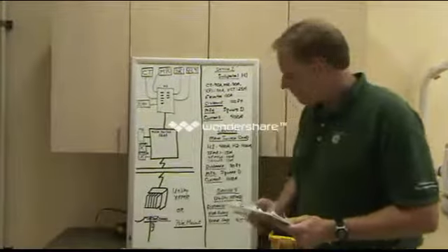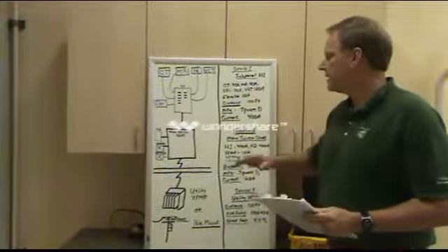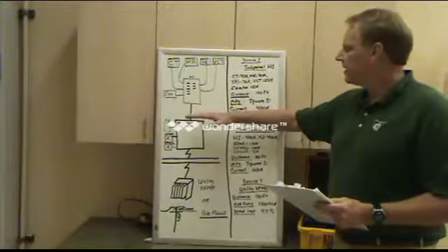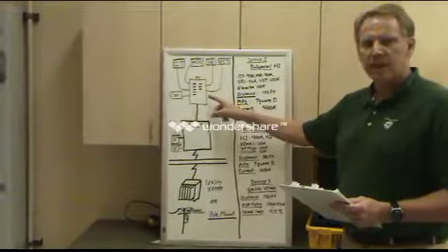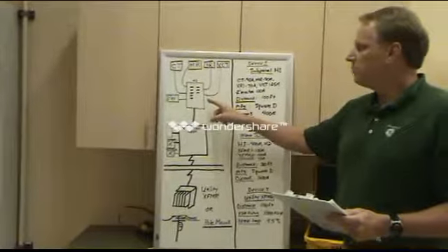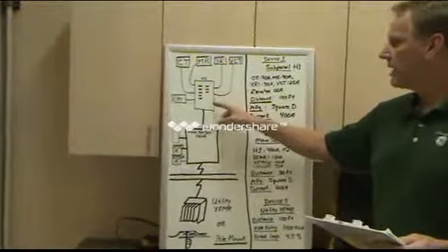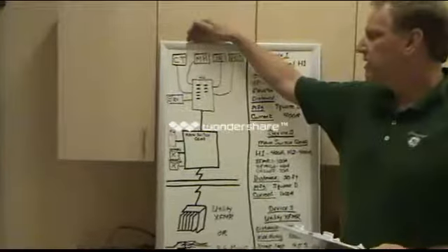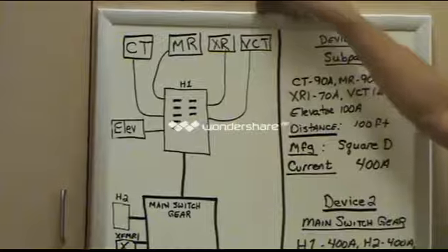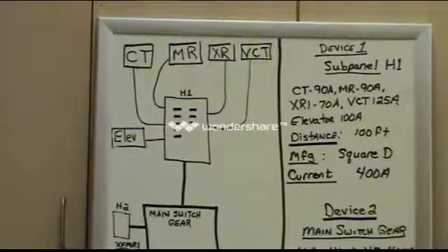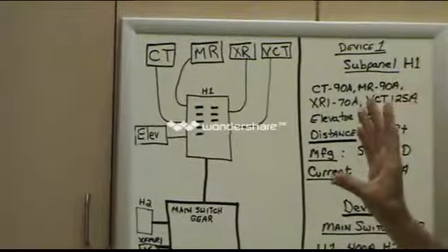All right, let's take a look at everything that's feeding this site. If I go to the next panel here, it would be labeled H1. Tell me everything that's labeled on H1. At the site, we have a CT, an MRI, an X-ray machine, a VCT. We also have an elevator. So this gives me an idea of the loading.